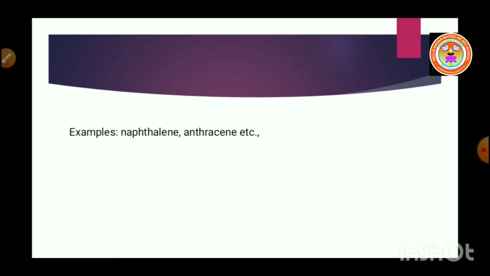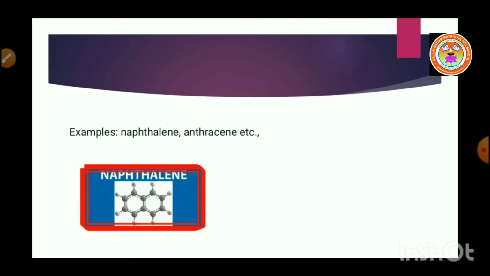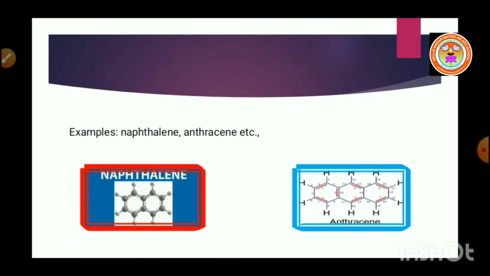What are the examples of non-polar molecular solids? One is naphthalene, another one is anthracene. Okay.